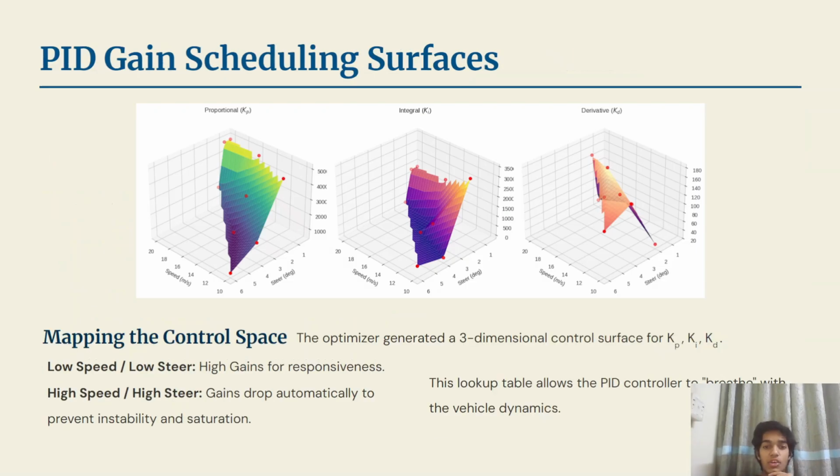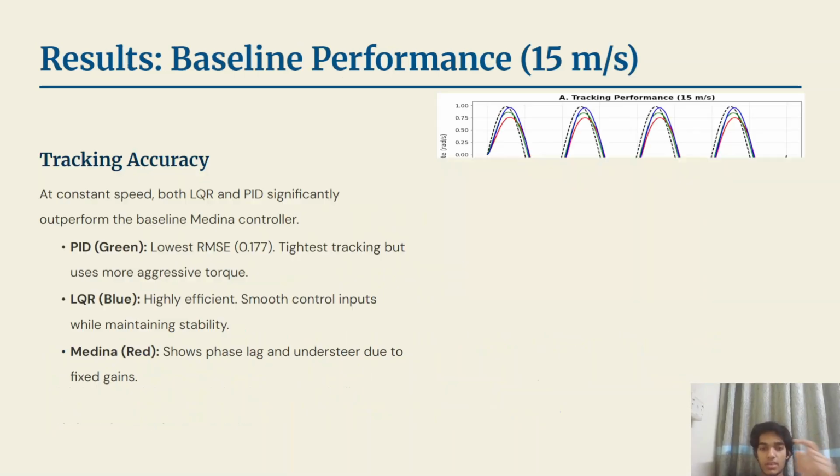For the PID controller specifically, the optimizer generated these 3D control surfaces. This effectively creates a lookup table where the gains automatically drop at high speeds or high steering angles. This breathing behavior prevents the instability and noise amplification that usually plagues simple PID controllers at the limit.